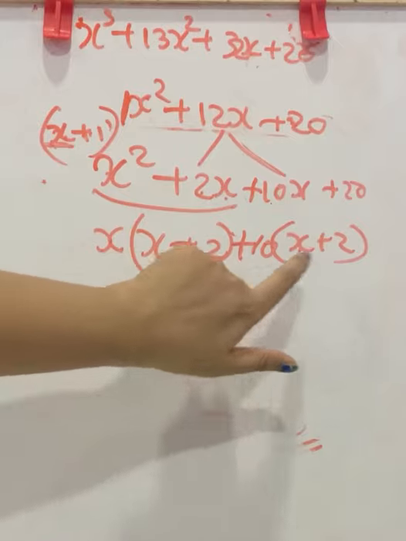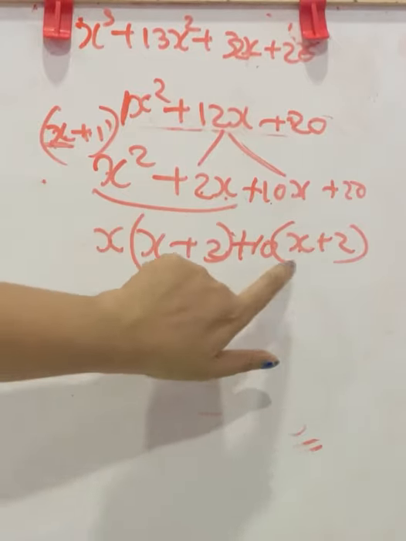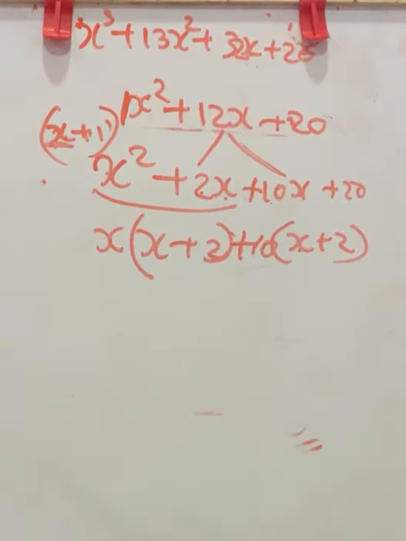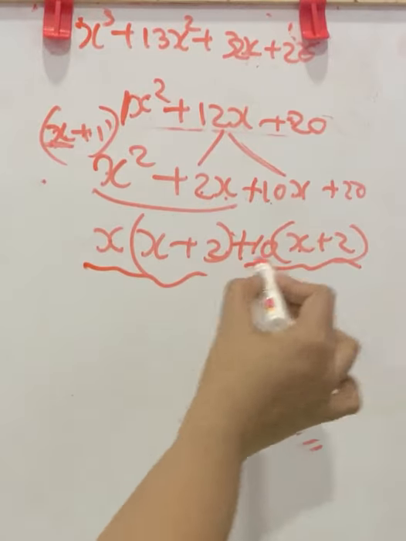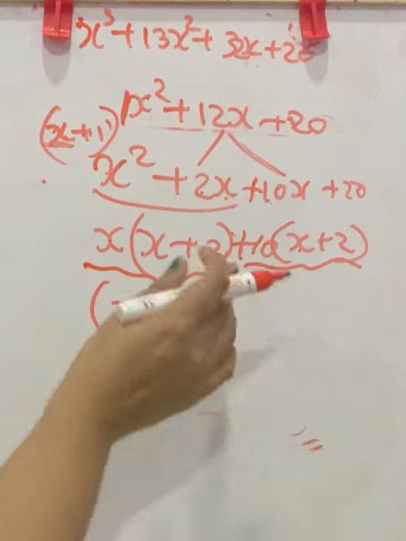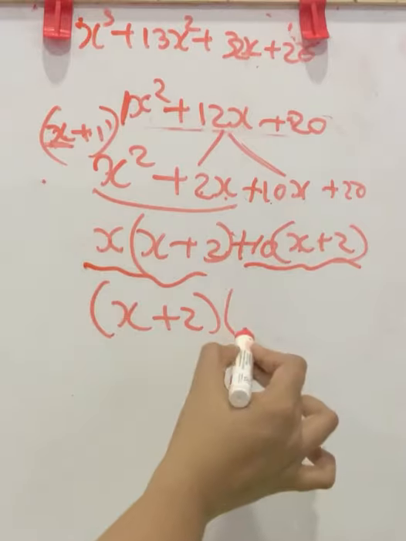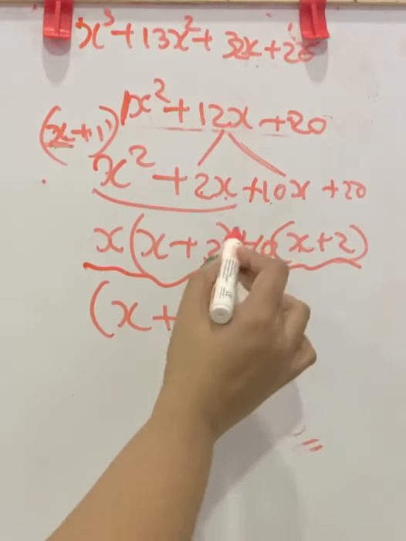That is plus 10 into x is plus 10x. Plus 10 into 2 is plus 20. Now from these two terms, the bracket is common. Here the bracket is taken, balance is x. Here the bracket is taken, balance is plus 10.